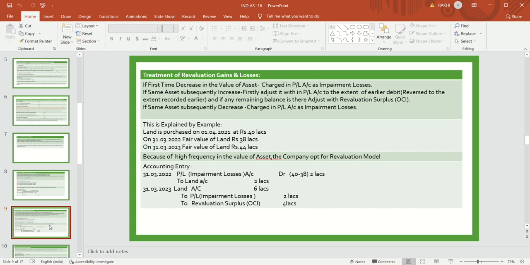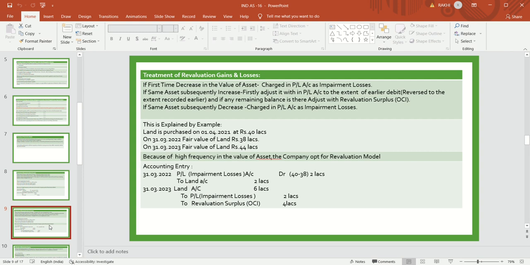In the first year, when the company purchased, the value of the land is 40 lakhs. In the year in which the company opts for revaluation, the value of the asset decreased to 38 lakhs. So that difference of 2 lakhs, what will the company do? It will charge to P&L as impairment loss. So P&L impairment loss account debit 2 lakhs to land account.